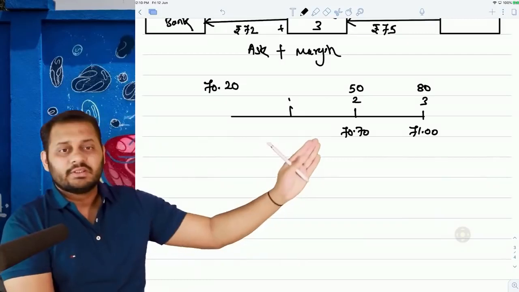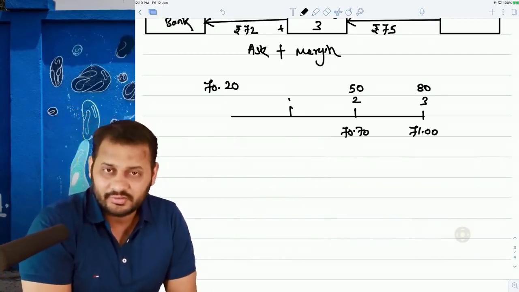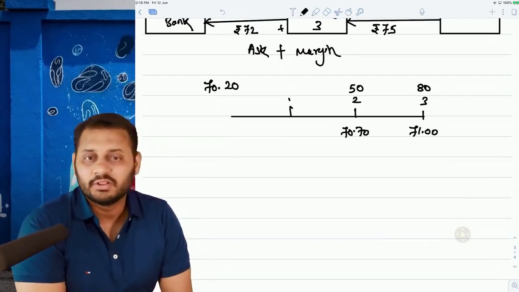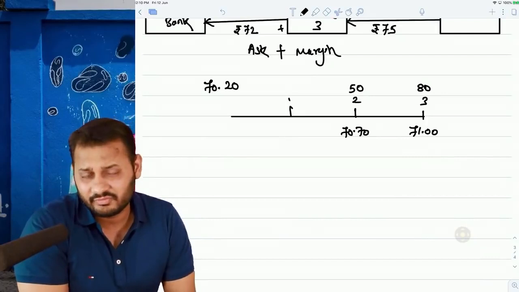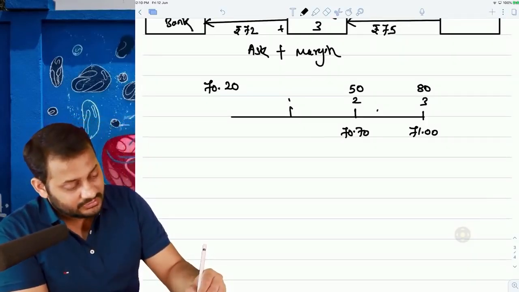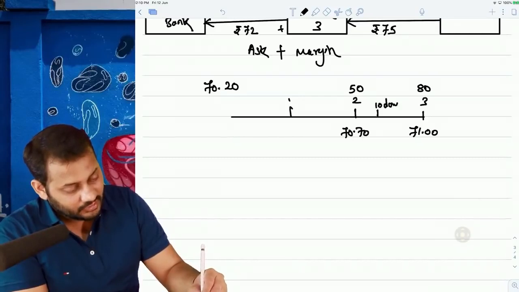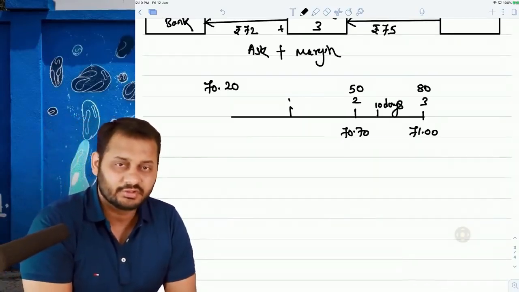But 70.70 is applicable when the question asks you to calculate the 2 months forward rate. And 71 is applicable when the question asks you to calculate the 3 months forward rate. What if the question asks you to calculate the 2 months 10 days forward rate? How are you going to do that? It's not even 2 months, it's not even 3 months.